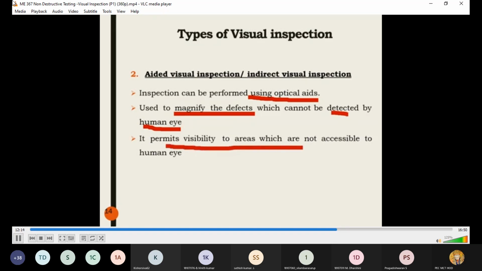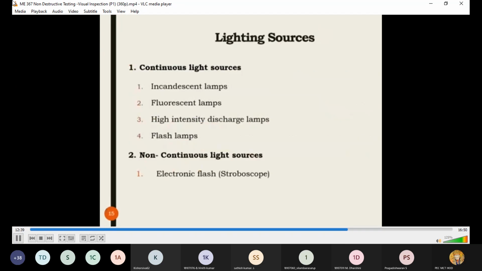It also permits visibility to areas which are not accessible to the human eye. There are certain products where, if we directly look with the help of lighting, we may not be able to see the defects that are there. So aided visual inspection helps to access areas where we cannot see using our naked vision.